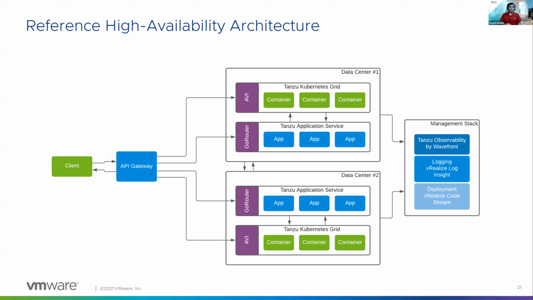So we have the containers for the Kubernetes grid and the applications deployed on the Tanzu Application Service platform. And with this, we are managing this entire platform plus the developed apps present there using our management stack, which comprises observability, Tanzu Observability by Wavefront, vRealize Log Insight for logging, and for deployments. With this, we are coming to a close of our application development journey using these different platforms that we have.